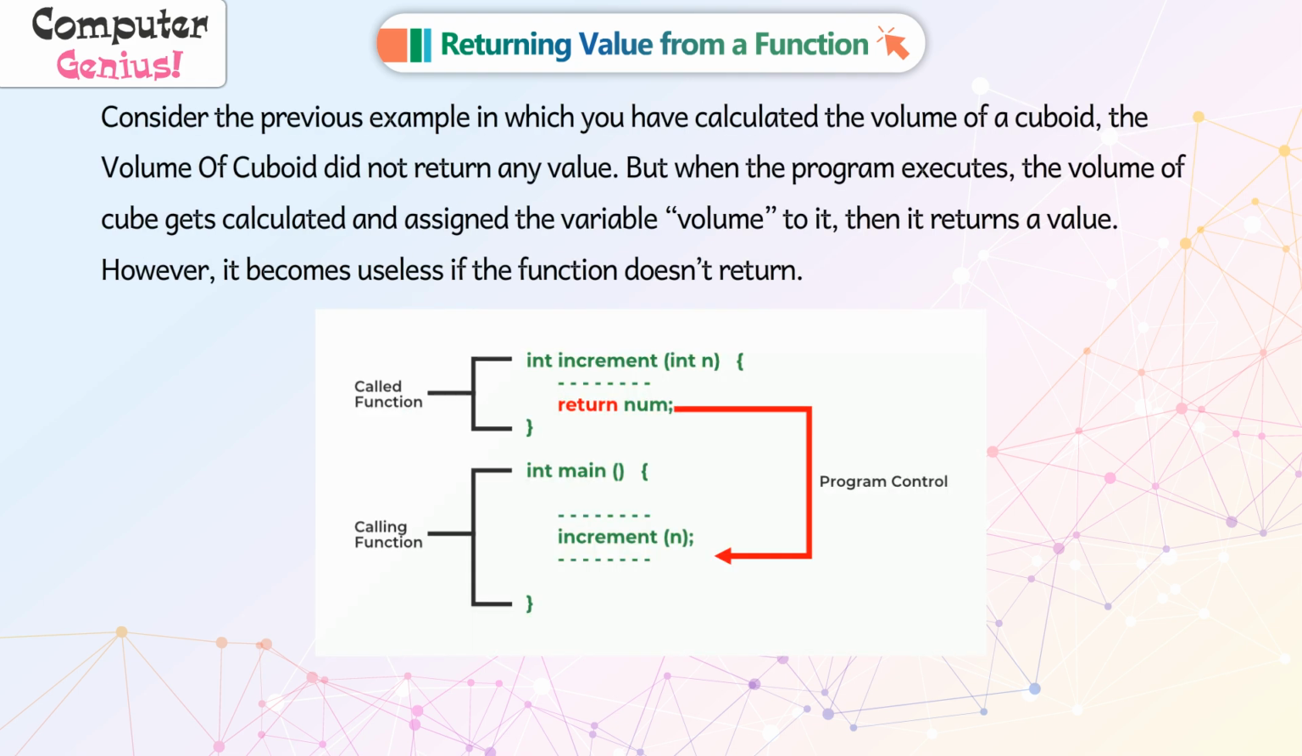Consider the previous example in which you have calculated the volume of a cuboid. The volume of cuboid did not return any value. But when the program executes, the volume of cube gets calculated and assigned to the variable volume when it returns a value. However, it becomes useless if the function doesn't return.